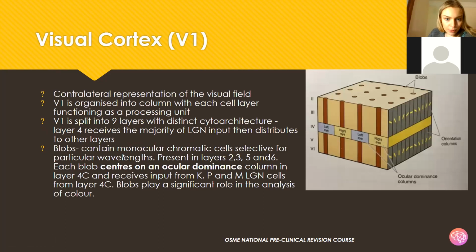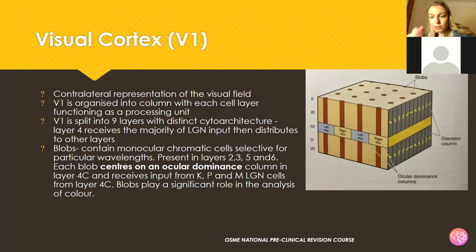Okay, so we've gone through some of this, and as I said there's layer 4 with the different blocks for each right and left eye. And then another thing to mention are blobs. So blobs contain monocular chromatic cells selective for particular wavelengths. They're present in layers 2, 3, 5, and 6. And each blob centers on an ocular dominance column in layer 4C and receives input from K and M LGN cells, which receive all input from the LGN cells from layer 4C. And blobs are understood to be involved in color vision, so they're just a further layer of visual analysis.